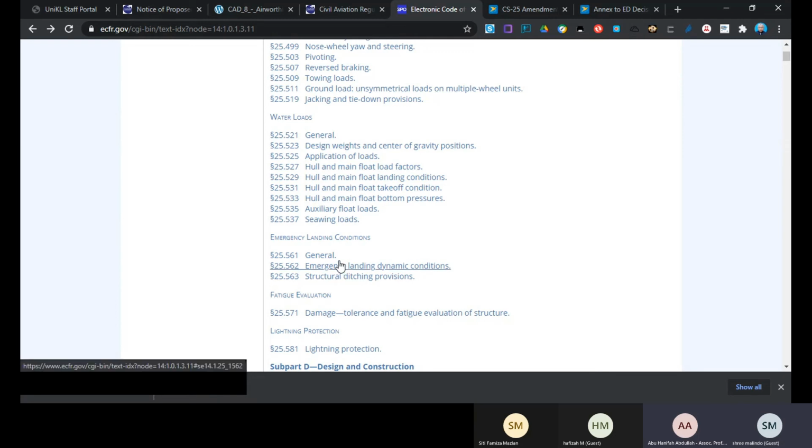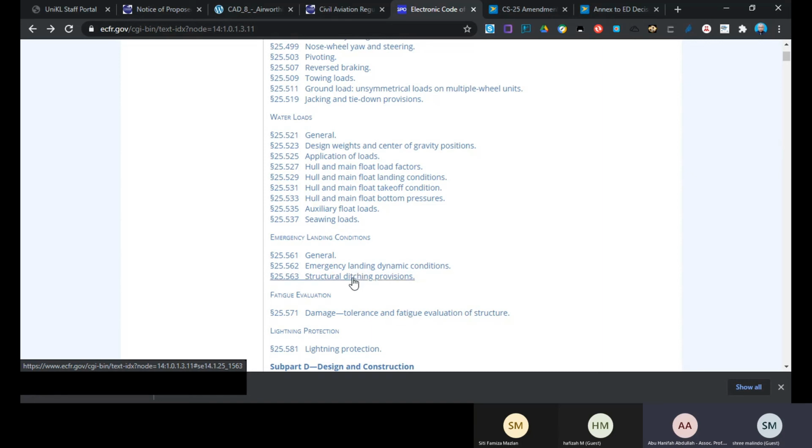Emergency landing. You have emergency landing dynamic conditions. What are the G that you need to design the aircraft for in the case of an emergency landing? So when you do an emergency landing, that's why you survive, because the G loading has been considered. Here it is very important for you to do the interior, because you need to consider everything that you design in the cabin to survive this emergency landing. 25.562.